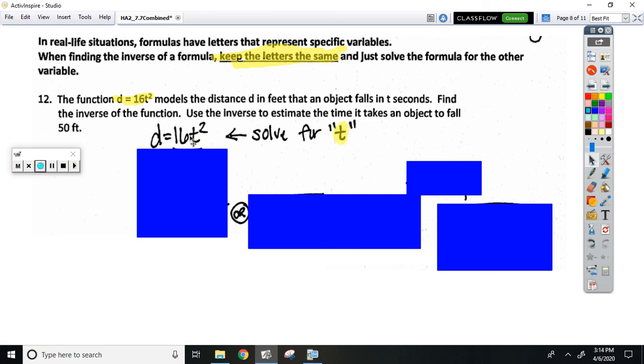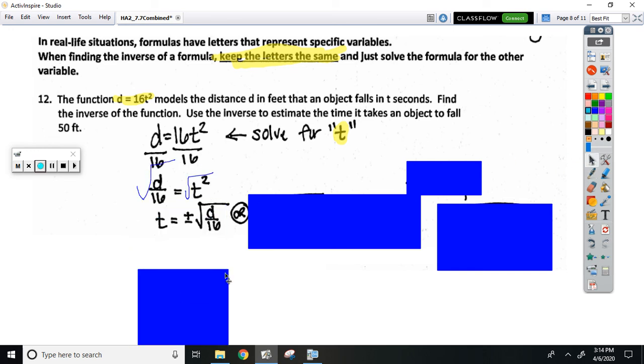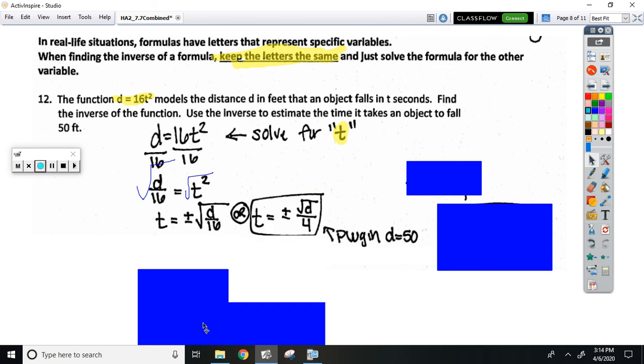So to solve for t, I right now see multiplication of 16, so I'll start out with division. And then lastly, we will square root both sides. And you really don't need your positive or negative symbol this time because it's time, which can't be negative, but I'll put it in for right now. You can either leave it d over 16, or you could take the square root of 16, which is 4, which is probably a more correct answer.